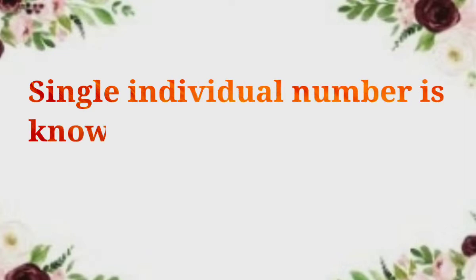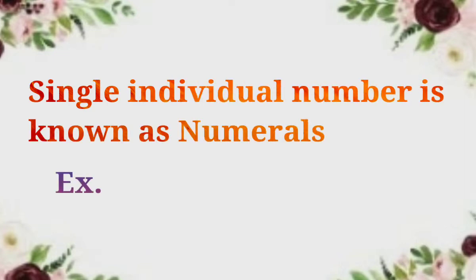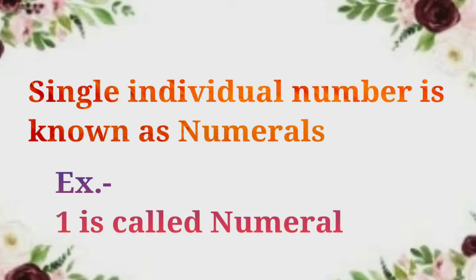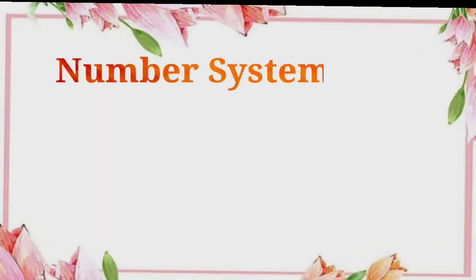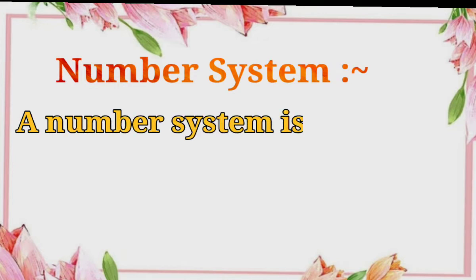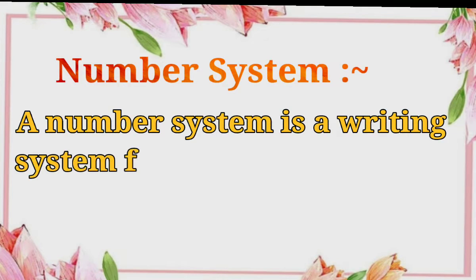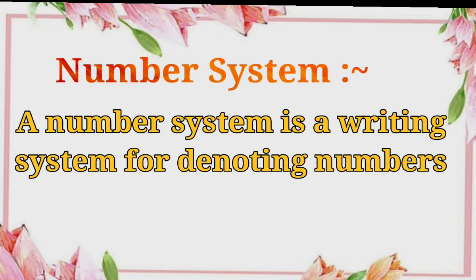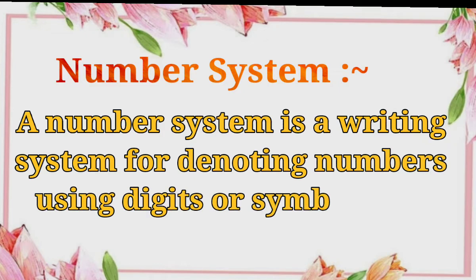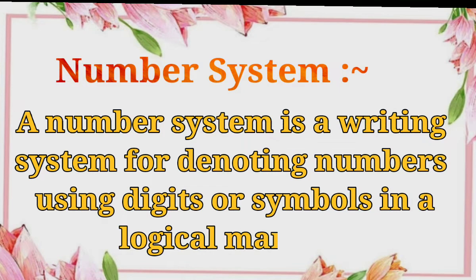A single individual number is known as a numeral. For example, 1 is called a numeral. Now we know about the number system. A number system is a writing system for denoting numbers using digits or symbols in a logical manner.